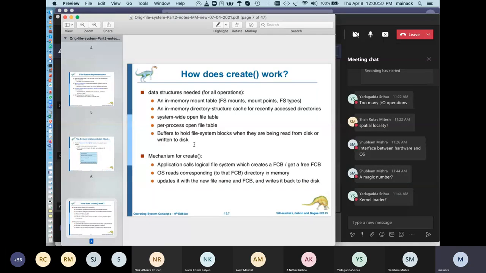Okay, I would stop here and we'll continue at 2 p.m. today. To start with, how do the different system calls, like create, open, and so on, work?